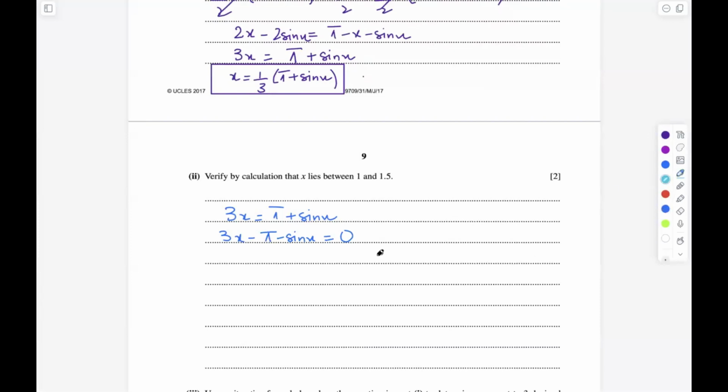Now to show that the root x lies between 1 and 1.5, we have to show a change of sign. So first substituting x equals 1, we'll get 3 into 1, which is 3, minus pi minus sine of 1. When we substitute this in the calculator, we get the value as minus 0.983. And when we substitute x equals 1.5 into the equation, this will become 3 into 1.5, which is 4.5, minus pi minus sine of 1.5, and the answer will be 0.3609 or 0.361. As we have shown a change of sign from negative to positive, it means that x lies between 1 and 1.5.